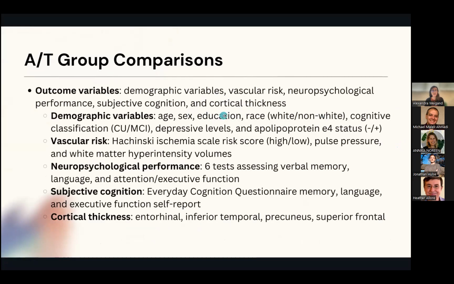There were a number of outcome variables I looked at, including demographic variables, vascular risk variables, neuropsychological performance across six tests of verbal memory, language, and attention/executive function, subjective cognition using the Everyday Cognition Questionnaire, again in the domains of memory, language, and executive function, and cortical thickness across a number of temporal, parietal, and frontal regions.